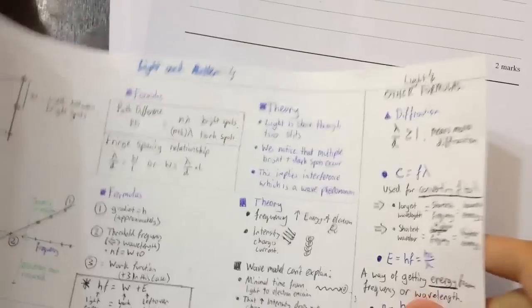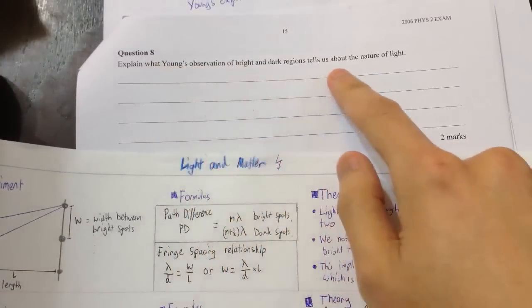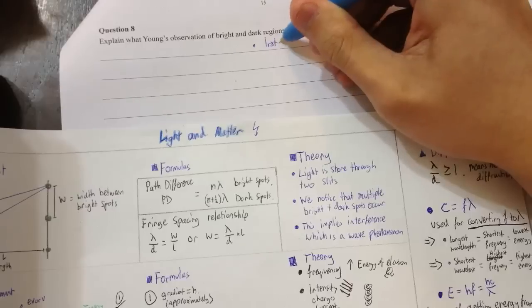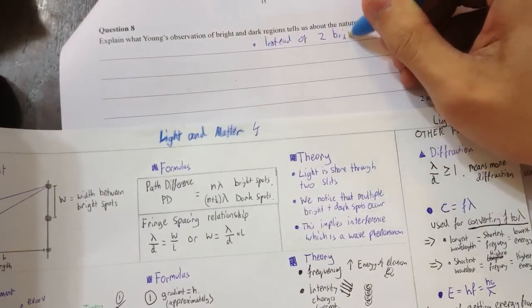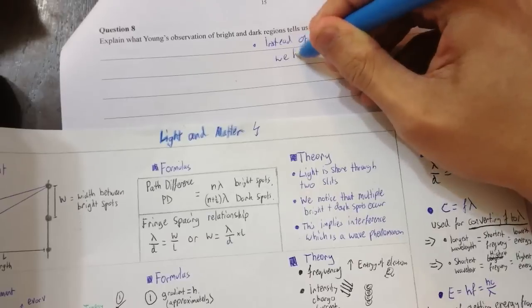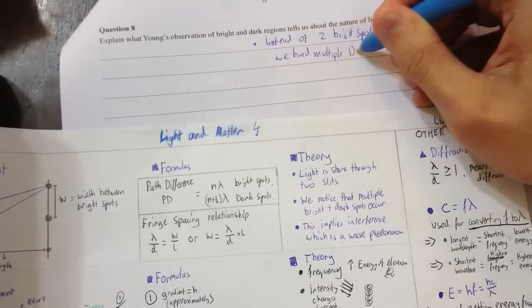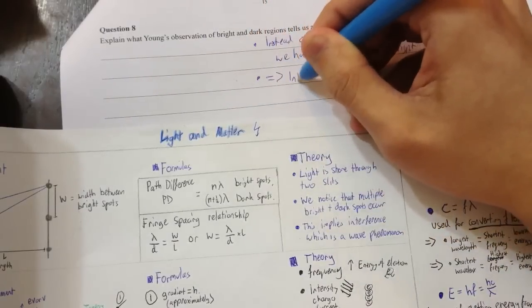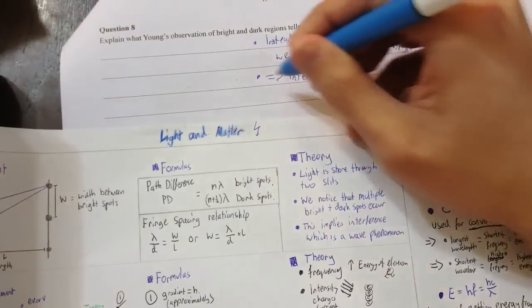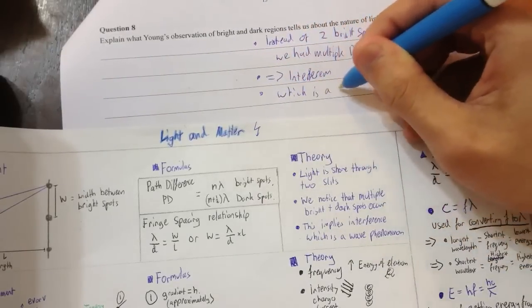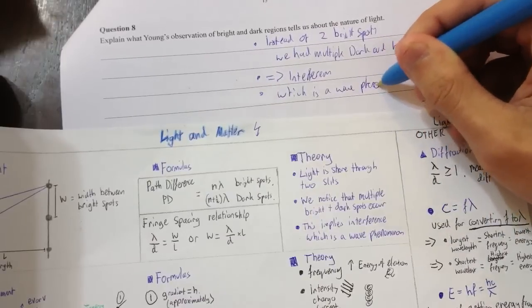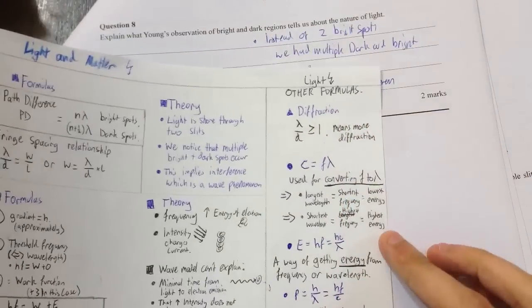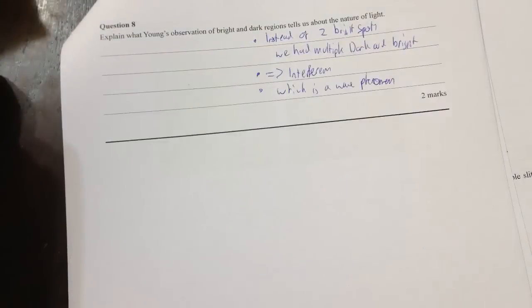In terms of theory, explain what Young's observation of bright and dark regions tells us about the nature of light. Essentially, what we want to say is, instead of two bright spots, we had multiple dark and bright spots. And that means we must have had effects like interference. Interference is a wave phenomenon, and therefore light must have some wave properties. And that's Young's experiment. We'll probably go over these formulas in a different video. Yeah, that sounds good. We're going to move on to the photoelectric experiment next.